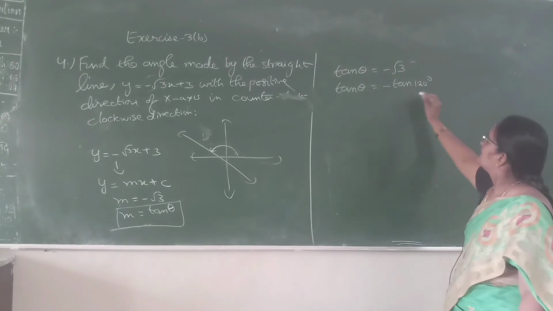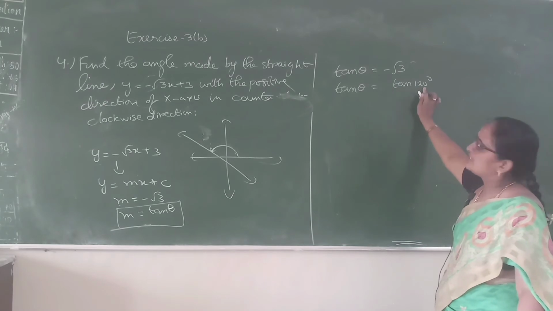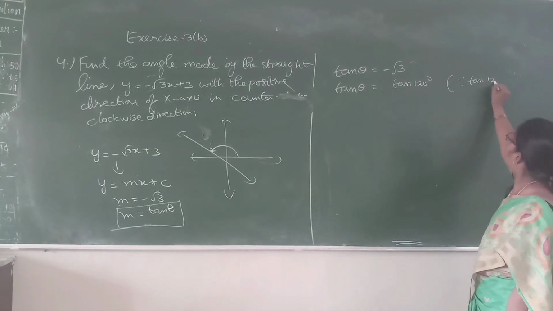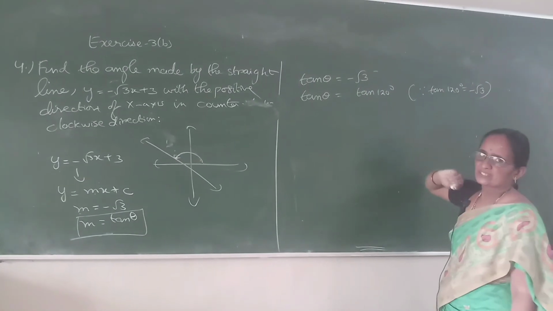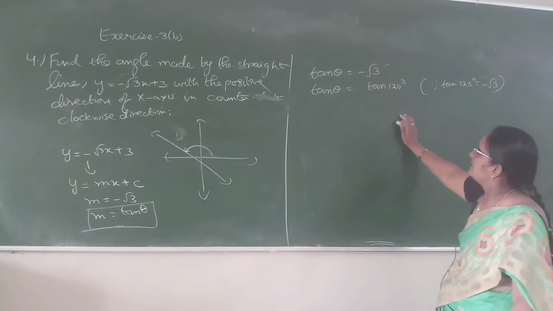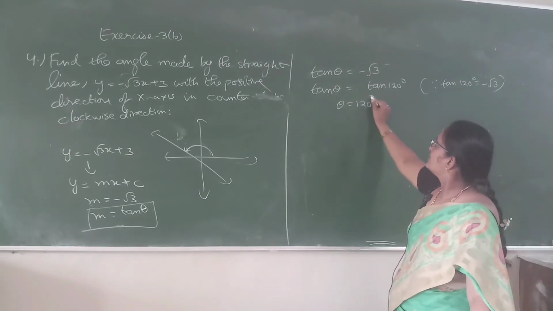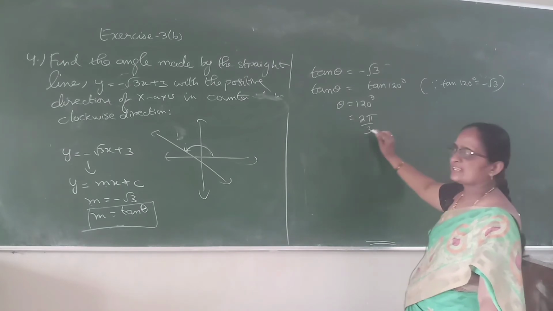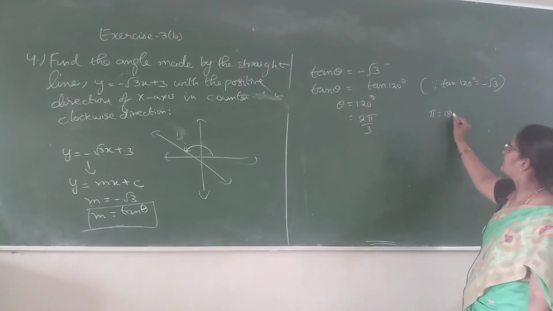Okay, children? Since tan 120 degree value is equal to minus root 3, this you will be learning later. Therefore theta is equal to how much? 120 degree, which is equal to 2 pi by 3. How we are writing this one is, you know that pi is equal to 180 degree.